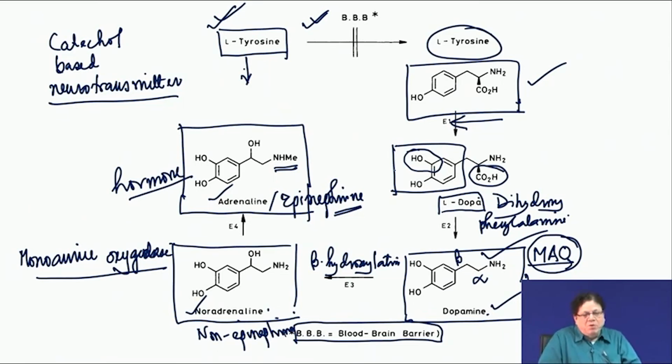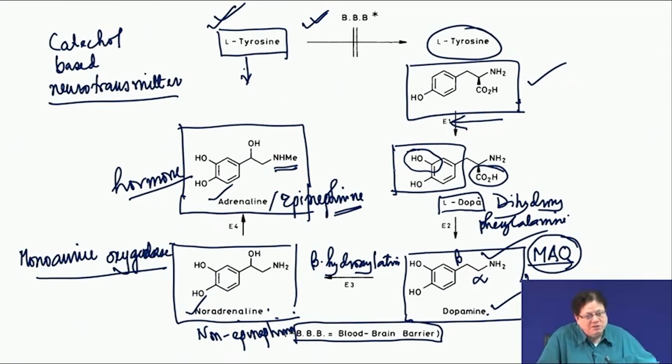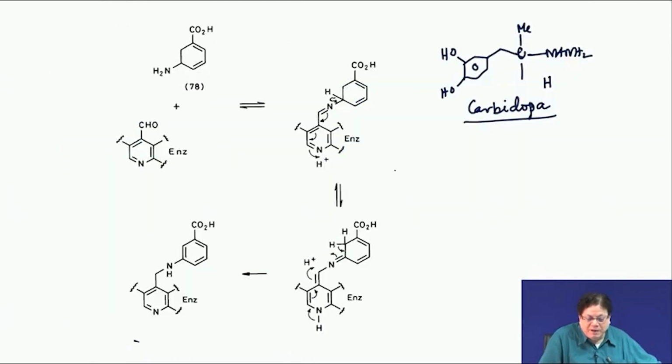So, dopamine is very important, or these catecholamines are very important neurotransmitters. These are associated with Parkinson's disease, and also the mood fluctuations, because it gives pleasure, it controls your mood. So, that is also very important. So, that is what is all about the dopamine chemistry.